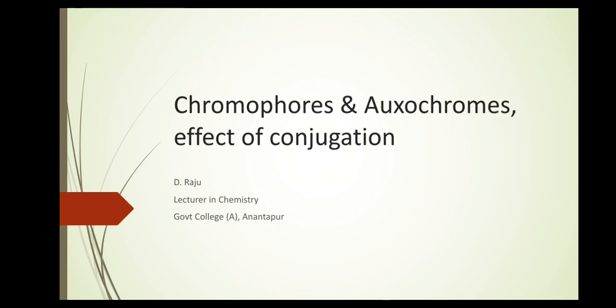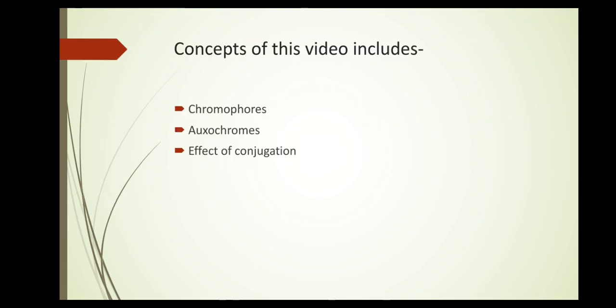Kindly make sure that you see my previous videos on electronic spectroscopy or UV visible spectroscopy, then later you come to this one. This video is particularly useful for the degree students of chemistry for the spectroscopy chapter. And this is the final video as part of UV visible spectroscopy. Now we will discuss what chromophores and auxochromes are and how conjugation will affect the absorption of UV visible light.